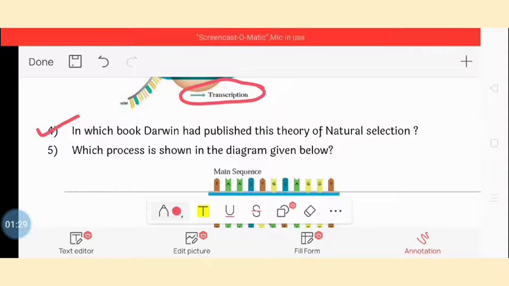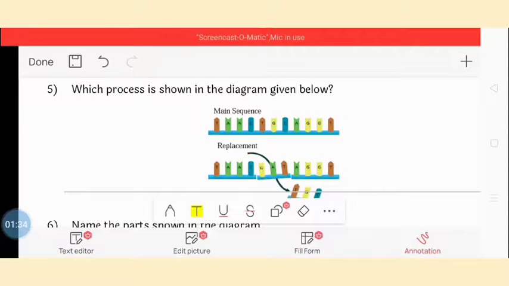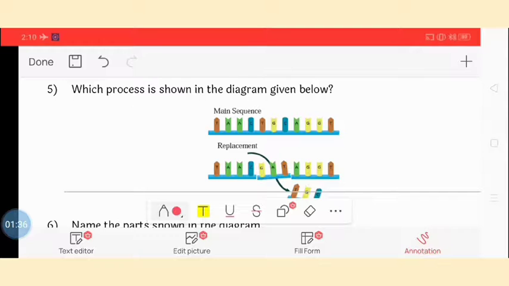Question number 5. Which process is shown in the given diagram? Here you can see the main sequence and here the replacement of the sequence. So this diagram belongs to mutation. The answer is mutation.